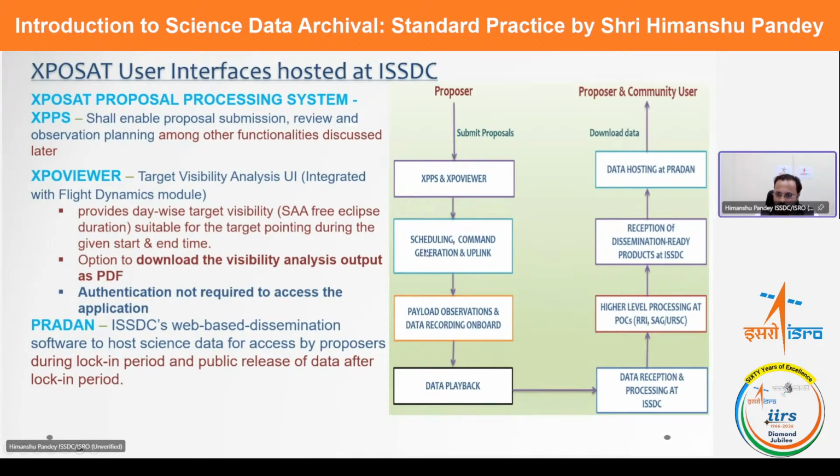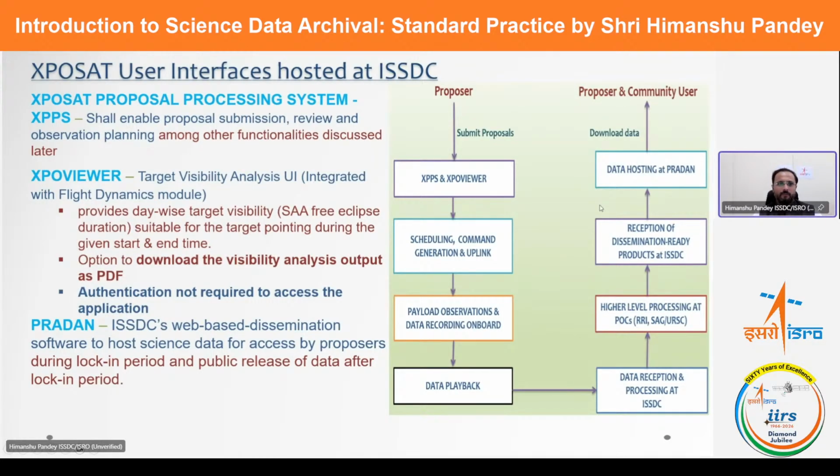Then it goes to scheduling and command generation. Then it comes to payload operation, with data recording onboard. That happens in the onboard satellite. Then the data will be played back. Then it will be received by IGC. Highlight products will be generated. In the AstroSat case, these are the POCs and PAs. Then there is reception of the destination-ready products at IGC and data hosting. Then we will be able to download. So this is a typical chain.